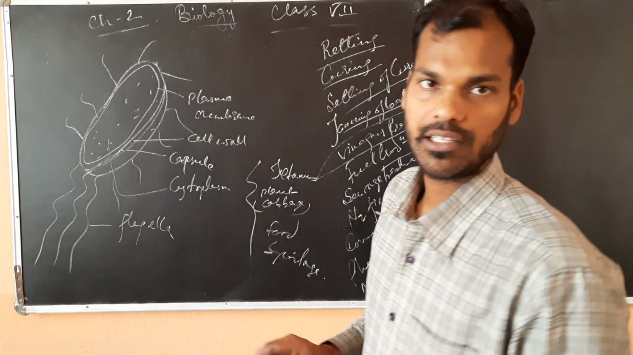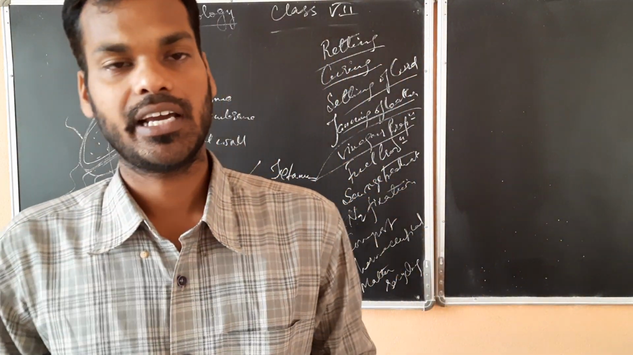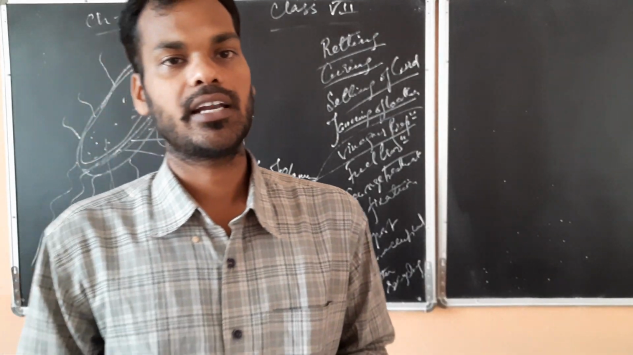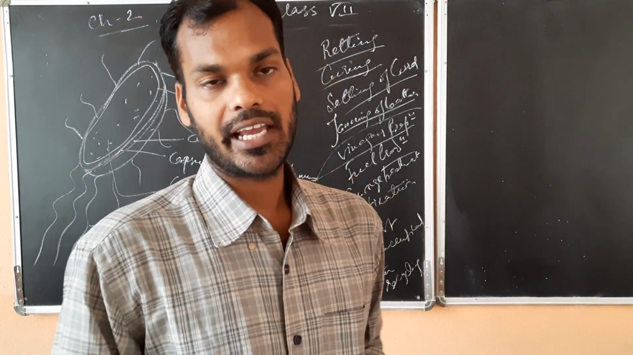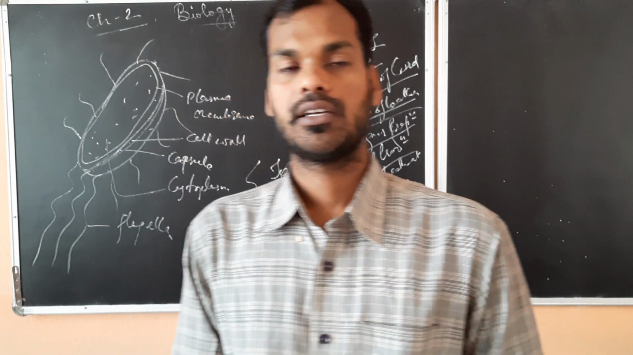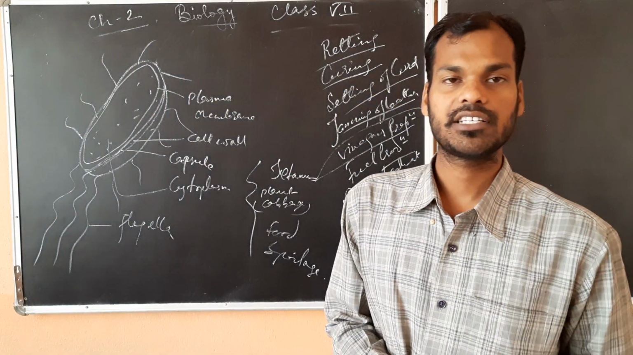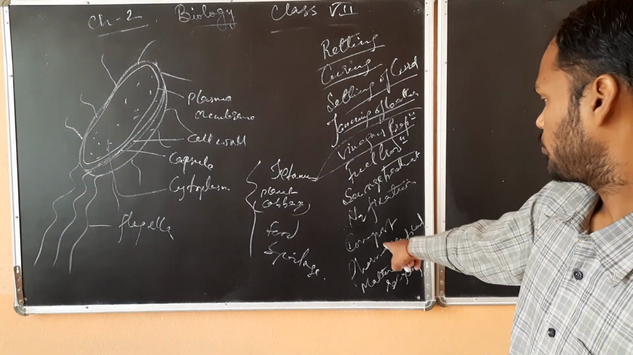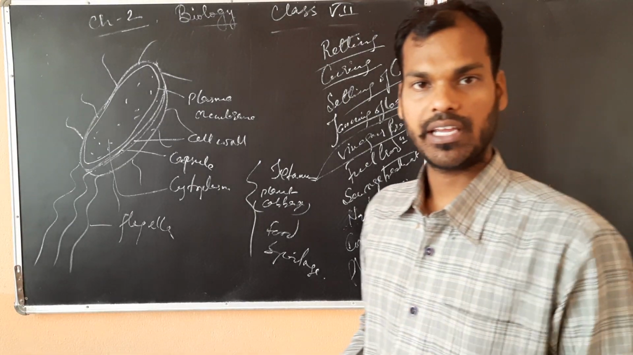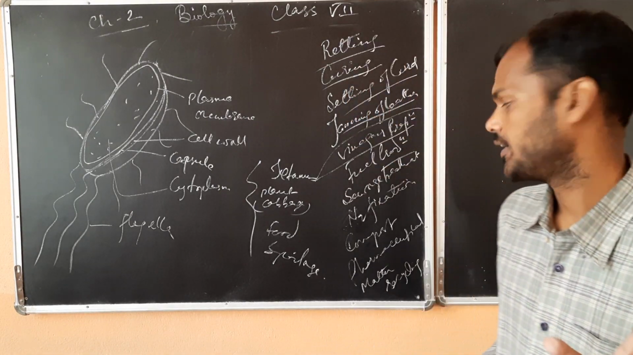Then in pharmaceuticals, to make the antibiotics, bacteria are necessary. The antibiotics are streptomycin, tetracycline, okay, penicillin, these all are antibiotics. So these names of antibiotics are very important, keep in mind.